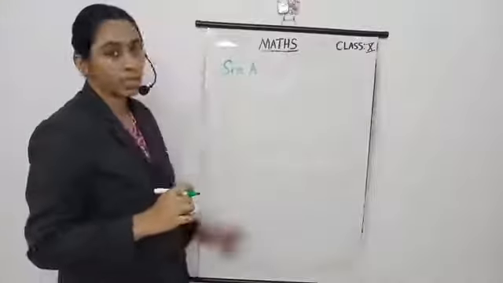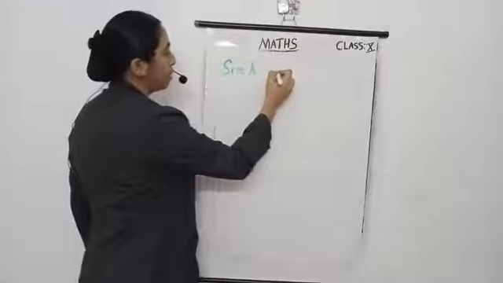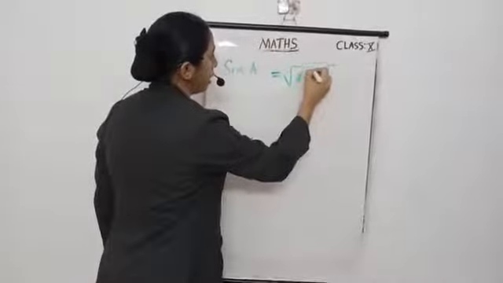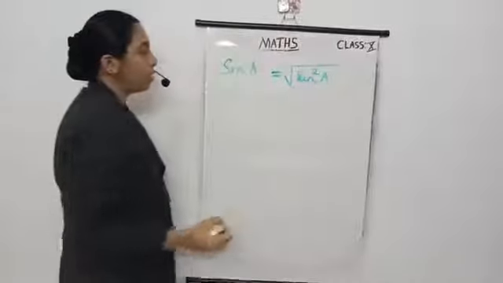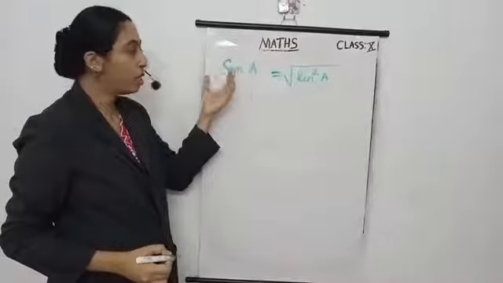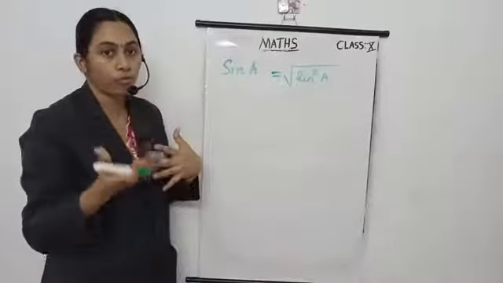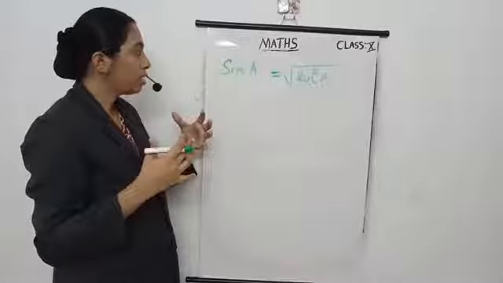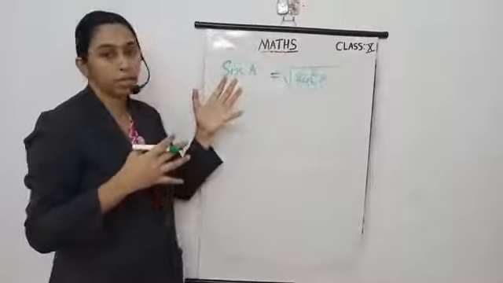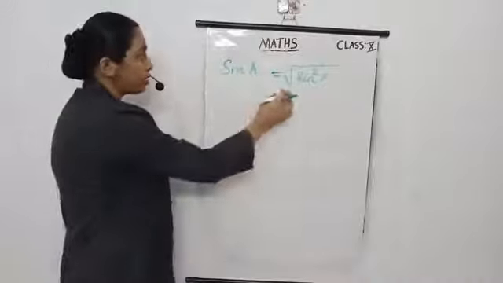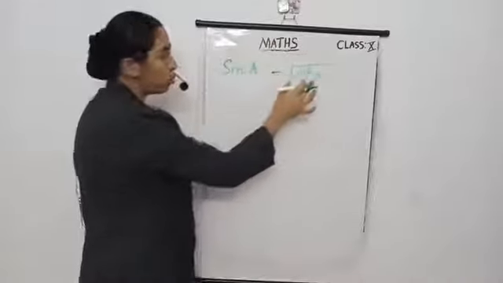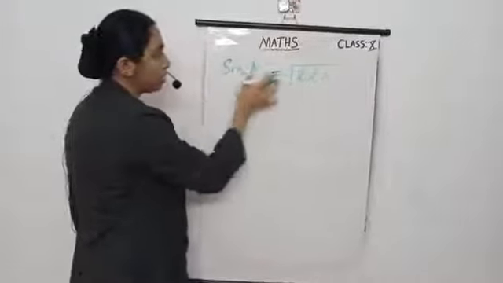First we take sin A. So sin A we can write like root sin square A. Why root sin square A? Sin square A's root is sin A, isn't it? We need to write this sin A in terms of cot A, so we make steps. First take sin A equal root sin square A. Root of the square term sin square A is sin A.